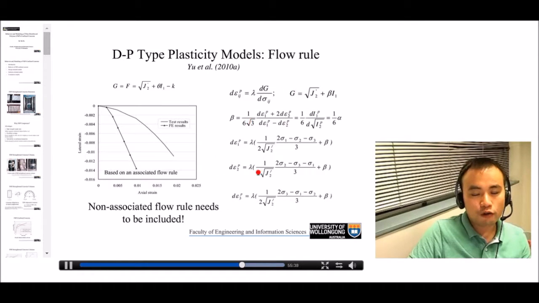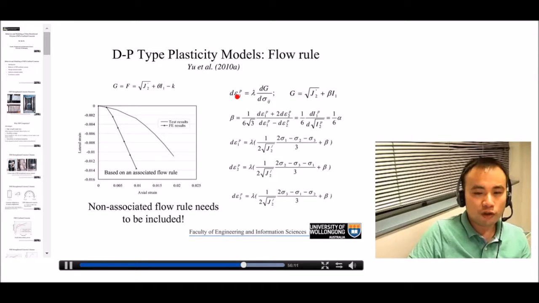These are equations for the flow rule. You don't have to understand everything now, just look at the function. Basically, this function defines the flow rule. It's similar to the yield criterion, except that we have a parameter beta instead of parameter theta. Okay? If this beta is equal to theta, it means an associated flow rule. If the beta is different from theta, then it's a non-associated flow rule.